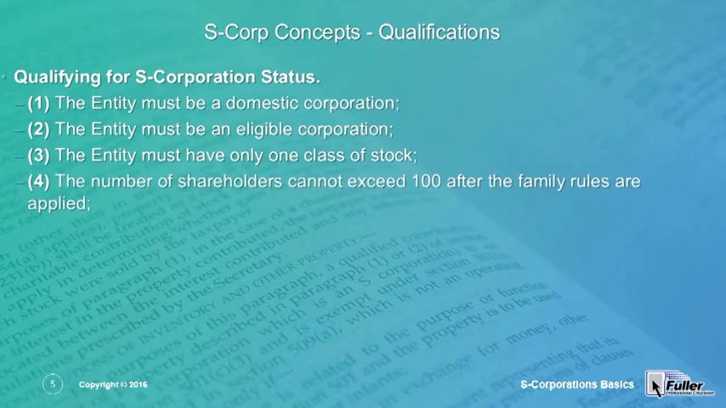The number of shareholders cannot exceed 100 after the family rules are applied. So only 100 shareholders. The idea behind an S corp is that it'll be a small corporation. That's really where the S comes from. When we're talking about it being a small corporation, this is what we mean by small: 100 or fewer shareholders. It doesn't have anything to do with the profits of the corporation. It doesn't have anything to do with the assets within the corporation. It really only relates to the shareholders.